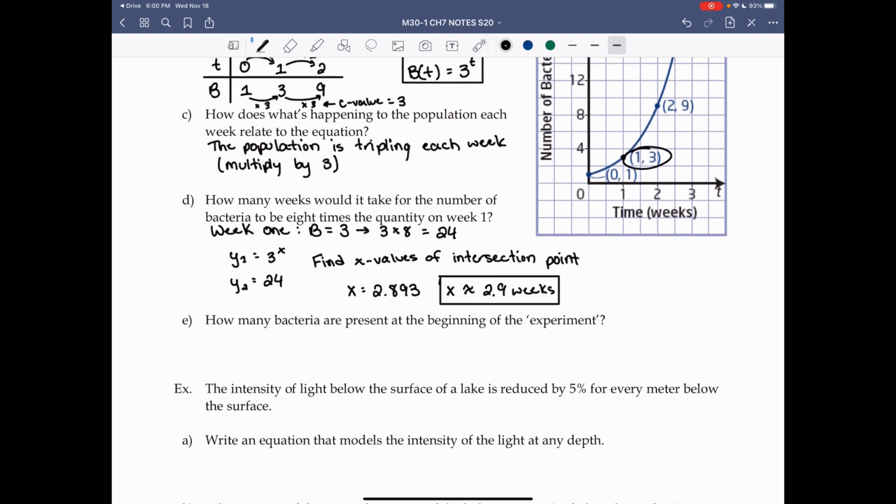Part E, how many bacteria are present at the beginning of the experiment? Beginning of the experiment would be at week 0, where we have the y-intercept (0, 1). That tells us at week 0, the beginning of the experiment, there is 1 bacteria.